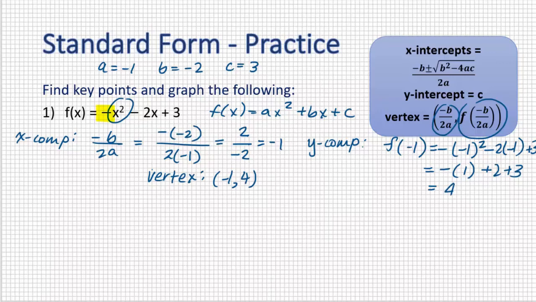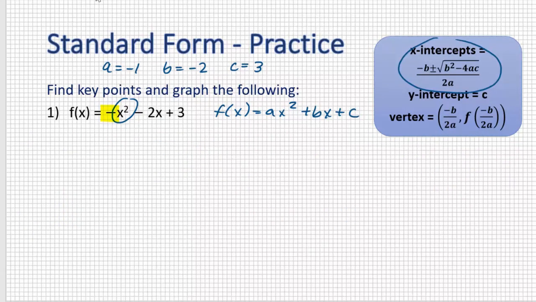Let's find the y-intercept. The y-intercept occurs when we set x equal to 0. As a result, the y-intercept is equal to c. So the y-intercept here is just equal to c, or positive 3. As a coordinate pair, this is the point 0, 3. Next, we'll find the x-intercepts.